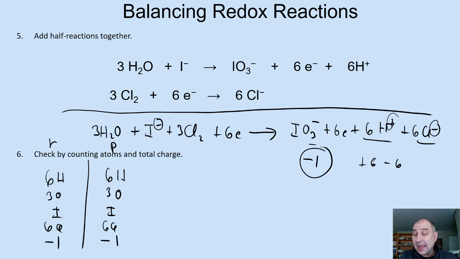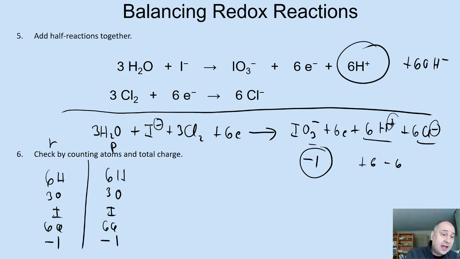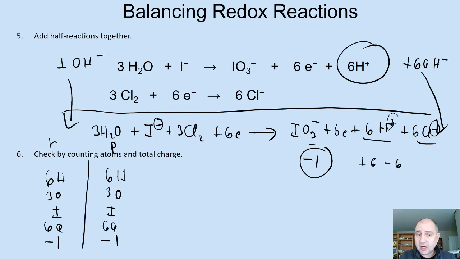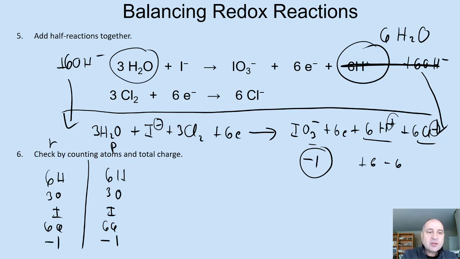Now if this was done in basic solution, you would neutralize your acid with equivalents of hydroxide. So you would add 6 hydroxide ions to both sides. This should be here with the overall reaction, but it's kind of full, so I'm writing it up here. So we have 6 hydroxides here. What happens to this? It turns into 6 water molecules, right? But we also have water here on the left side, so 3 of those drop out. This is reduced to 3. So I'll probably just want to write it out.